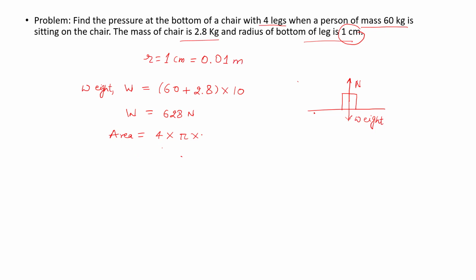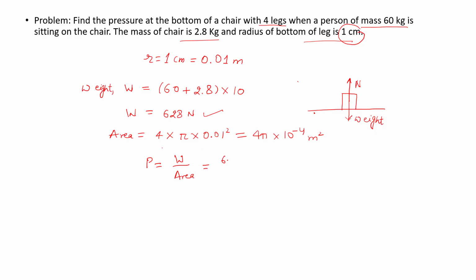So the area is 4 pi into 0.01 squared, correct? So basically this is equal to 4 pi into 10 raised to power minus 4 meter squared. Now, as we know, pressure is equal to the force acting perpendicular to the area, upon the area. Now this whole force is acting perpendicular to the legs. So the pressure is going to be force, this W, divided by area.